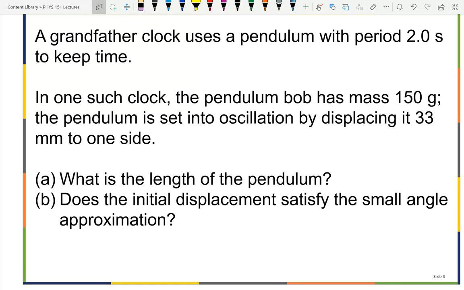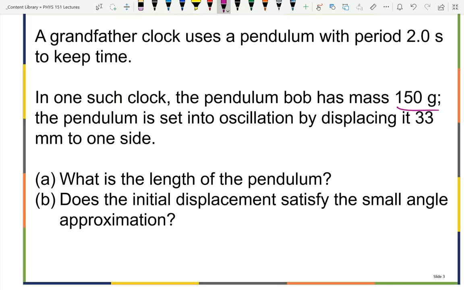In one such clock, the pendulum bob has a mass of 150 grams. Is that important? Nope, that's not important. The pendulum is set into oscillation by displacing it 33 millimeters to one side. Is that important? It could be, because we have to make sure it's a small angle if it's going to behave like a simple harmonic oscillator. So then we have the question, what is the length of the pendulum?